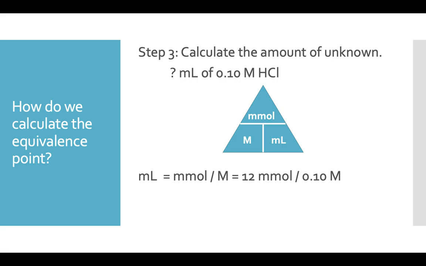So we know that we needed 12 millimoles of hydrochloric acid and that the molarity of the hydrochloric acid is 0.10 molar. If we take 12 and divide it by 0.10, that leaves us with a volume of 120 milliliters of hydrochloric acid. So that's the answer to the problem. There's actually a shortcut to doing this though.